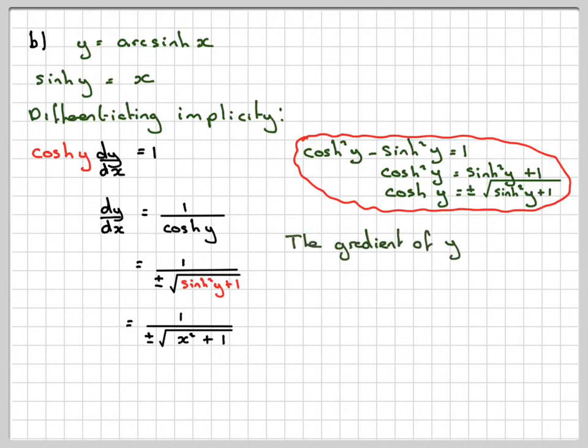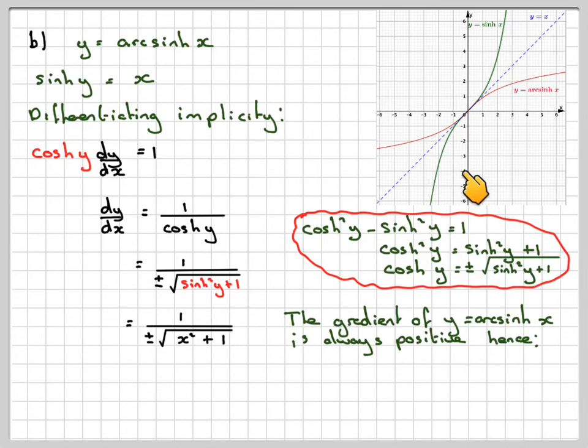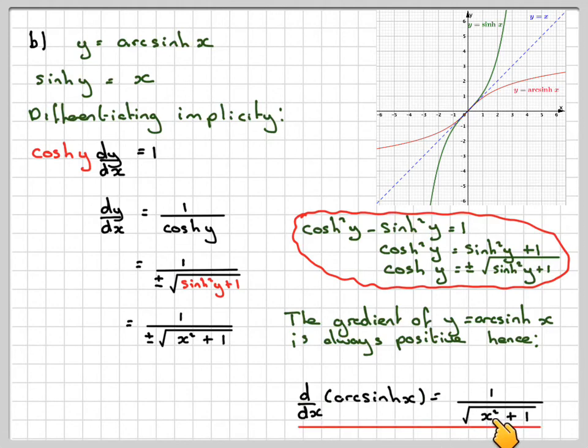However, the gradient of y equals arcsinh of x is always positive. If we look at the graph of arcsinh of x, you can see its gradient is always positive. Therefore, d dx of arcsinh of x will be equal to 1 over the square root of x squared plus 1.